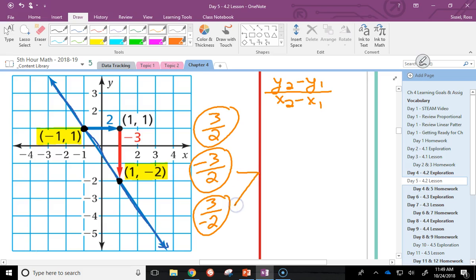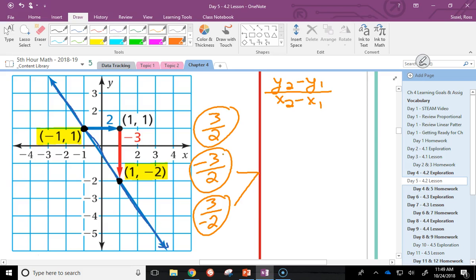This and this are the same, even though it seems like they aren't. Up here you're saying you're going to go down 3 and right 2. Here you're saying I'm going to go up 3, but I'm going to go left 2. We'll talk about why those are similar. But do I need a negative on this? Yes or no? Yes, because you're going left as well.